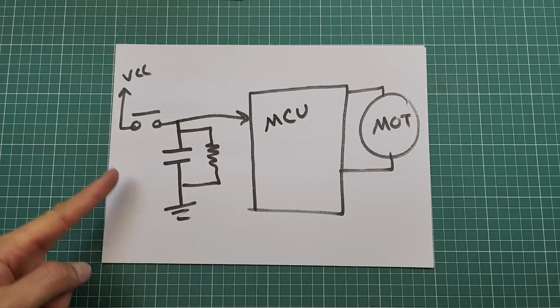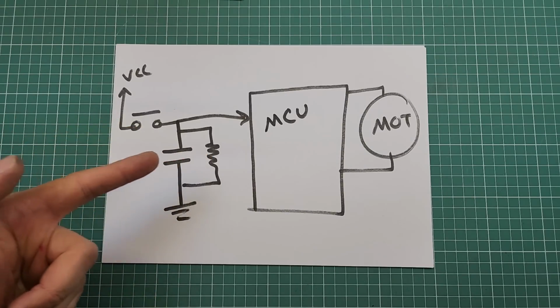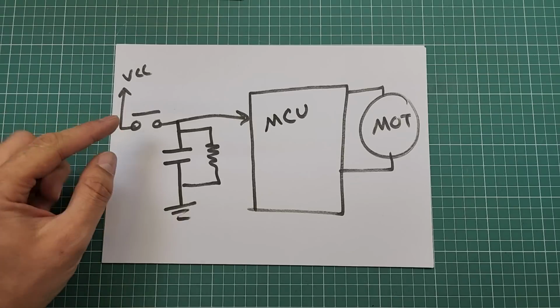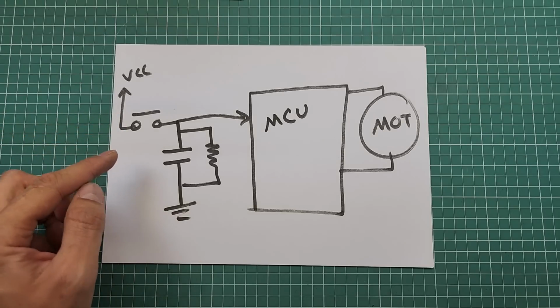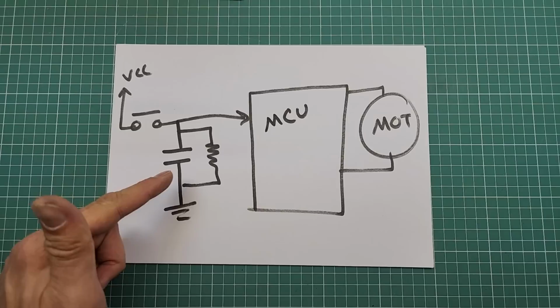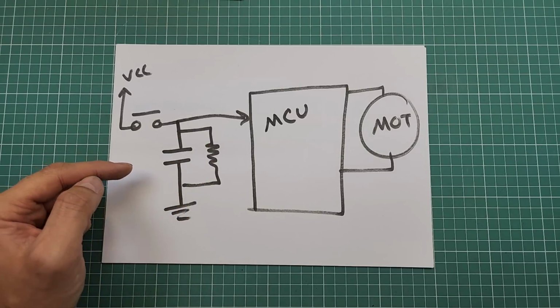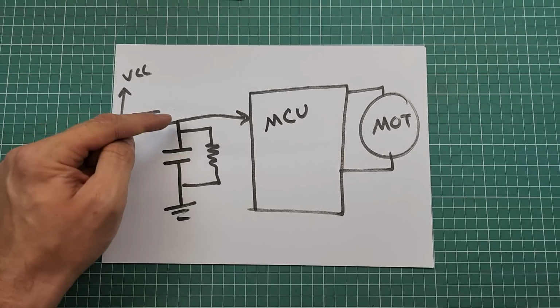This is the simplest timer circuit ever. We have a button here, a resistor and a capacitor. When the button is pressed, the capacitor will be charged to VCC, and when the button is released, this capacitor will be discharged gradually through this resistor. So we have a decreasing voltage at this point here.